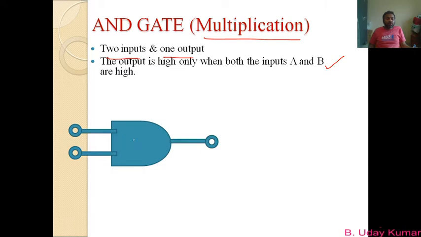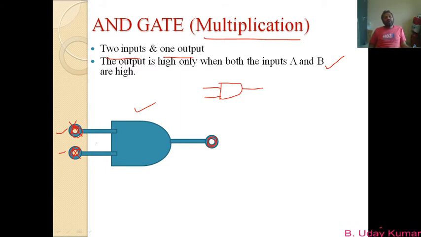Now this is the circuit symbol of AND gate. You may keep these circles, or it is not necessary that you have to keep these circles. You can just draw this logic gate like this, with no need to keep any circle at the beginning and end of the inputs and outputs. The choice is yours. I am drawing the circles only to represent the terminals. So these two are input terminals, 1 and 2, and this one is the output terminal.